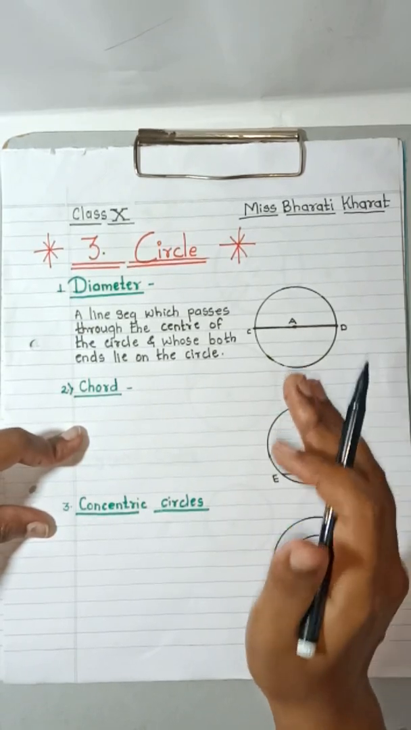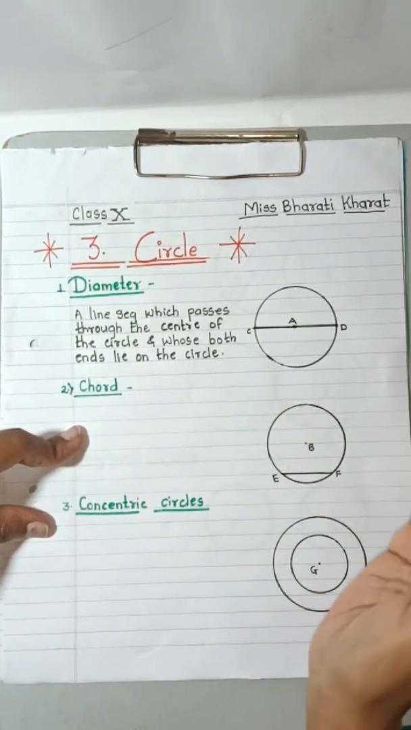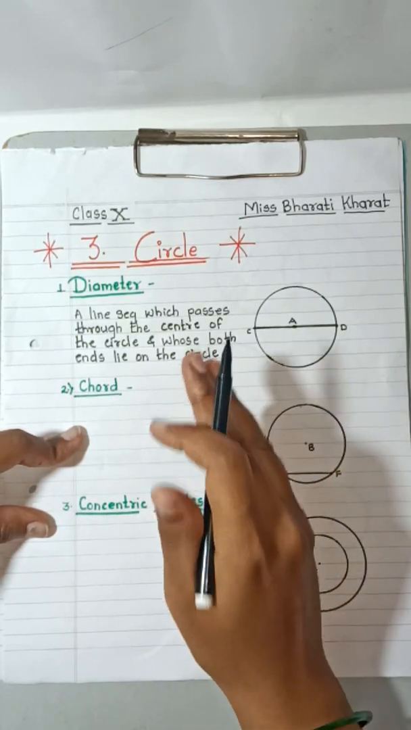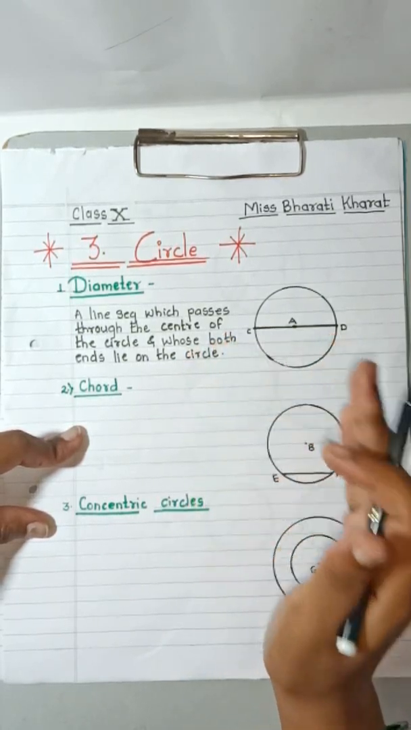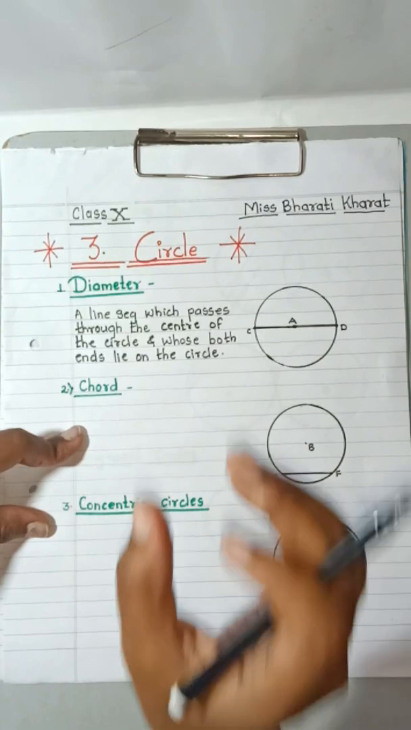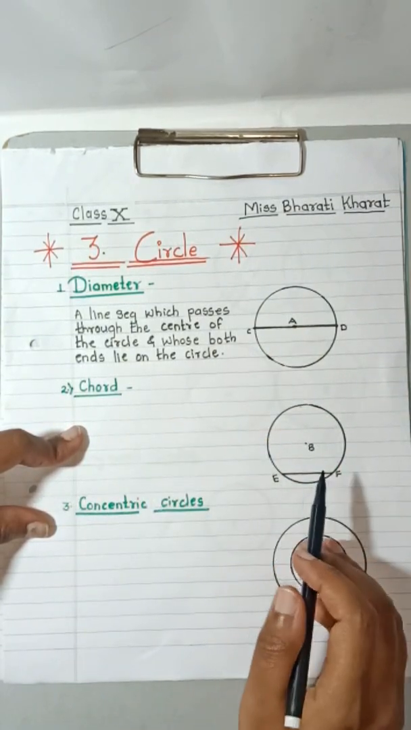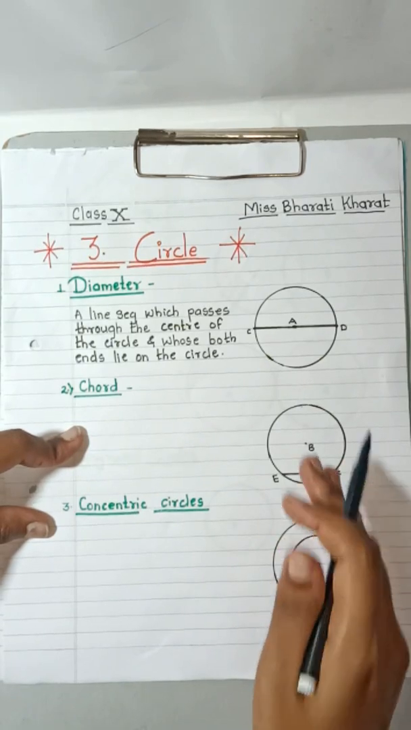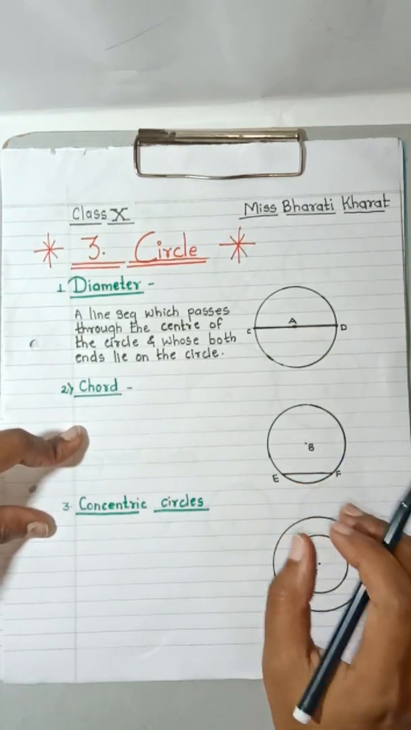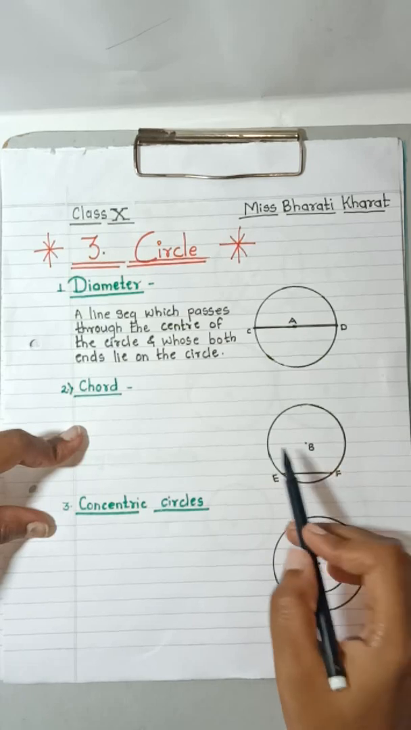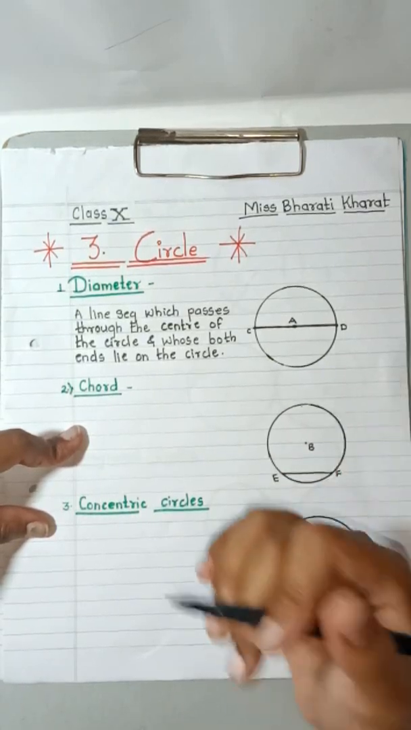Okay. Now a line segment whose both the ends lie on the circle is called the chord of the circle. As you can see here, E and F are the ends of the line segment, they lie on the circle. Therefore it is called the chord of the circle. You can also call the diameter the longest chord of the circle.